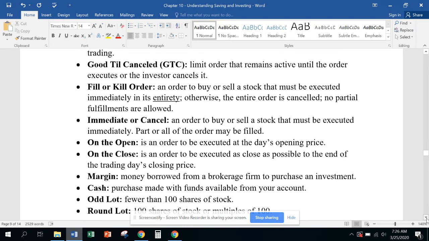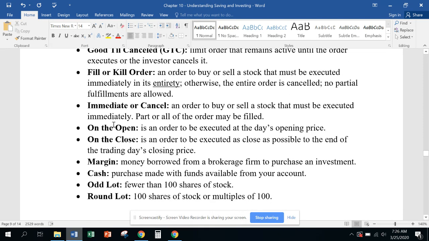Now, immediate or cancel is a time parameter. So if I do not get the fill, meaning I bought the shares or sold the shares, if I don't get it within a certain time frame, which is pretty quick, then the order is going to be pulled and it's going to be canceled. Other types of parameters you can put is you can put the order in to only be effective on the open, okay, or only be effective on the close.